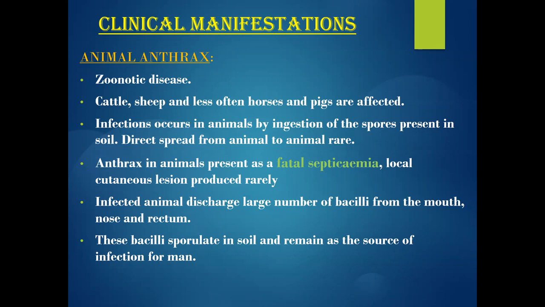Anthrax in animals presents as a fatal septicemia, or buccal or cutaneous lesions produced rarely. Infected animals discharge large numbers of bacilli from the mouth, nose, and rectum. These bacilli sporulate in soil and remain as a source of infection for man.